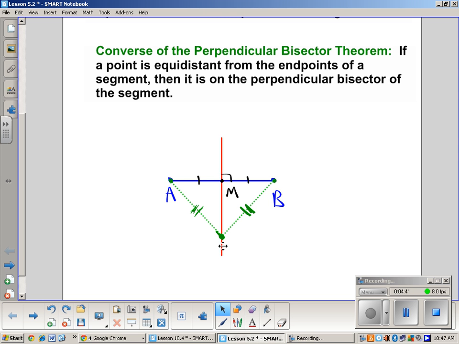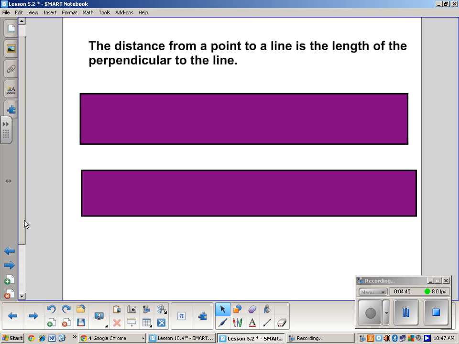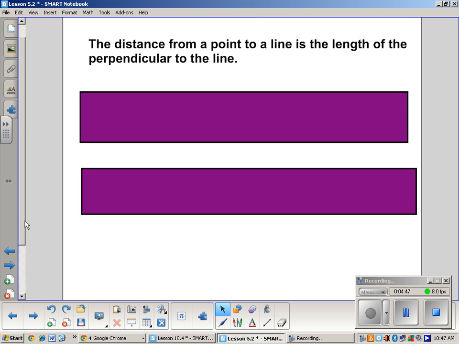All right, so the next one, we have two more theorems here. But before we can get to them, we have to understand this. The distance from a point to a line is the length of the perpendicular to the line. Copy that down, and I'll draw a picture explaining what I'm talking about.